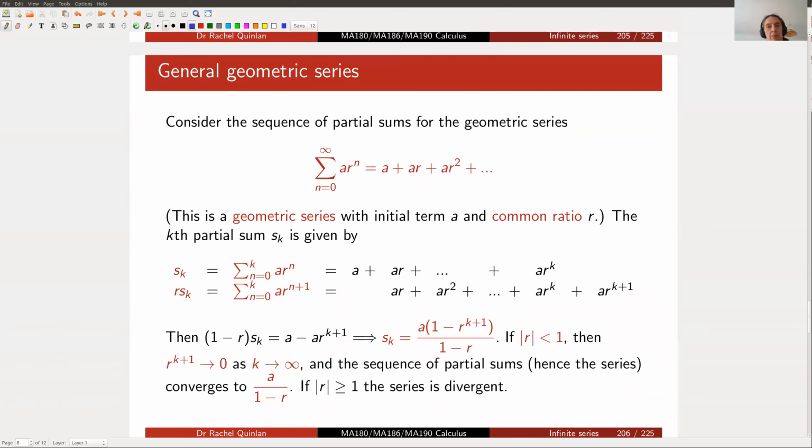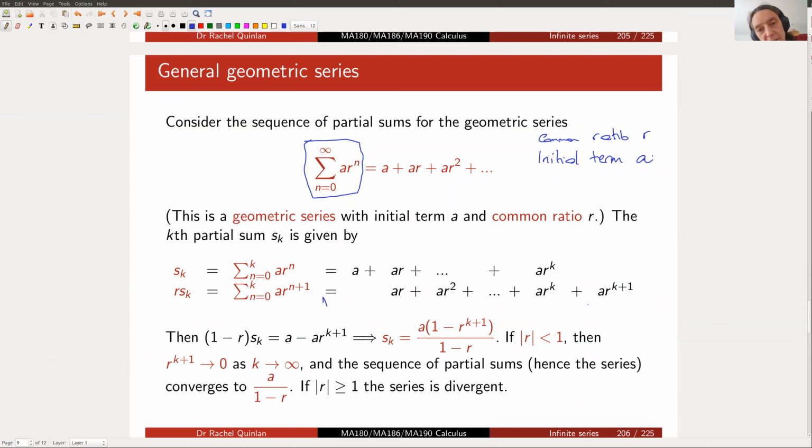Okay, then just a general remark about geometric series in general. A geometric series will typically look like this. It'll have a common ratio, R, which is what you multiply by to get from one term to the next, and it will have an initial term, which is the first term, A. And we'll assume that A is not 0 here, because if A is 0, then every term in the series is 0, and it's not such an interesting series. So this is what a geometric series generally looks like.